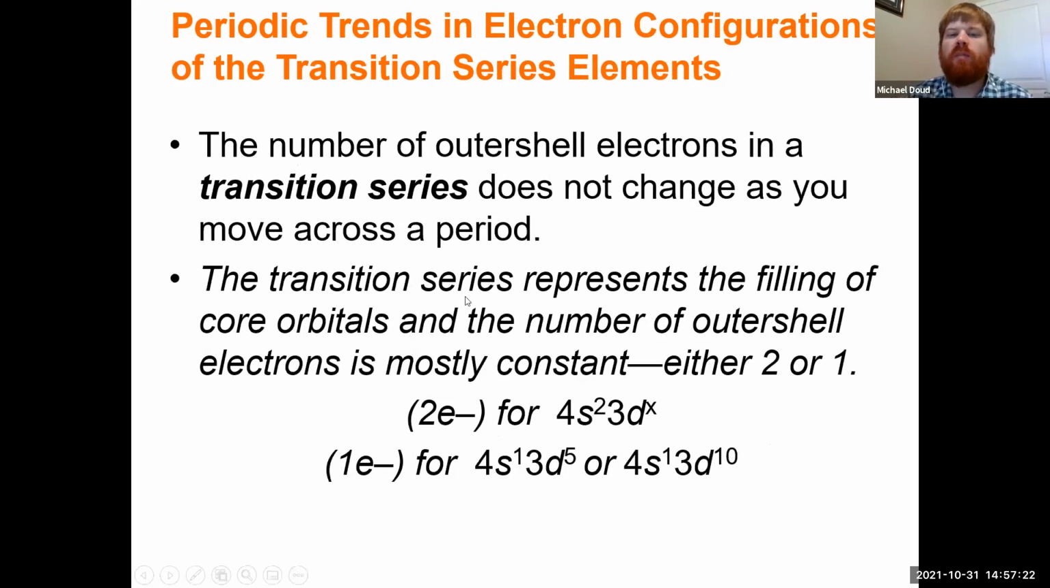Now remember that the outer shell electron number doesn't change. So for 4s2, 3dx, you'd have 2 electrons in your outer shell. So we're just going to say that it's 2 electrons in the outer shell.